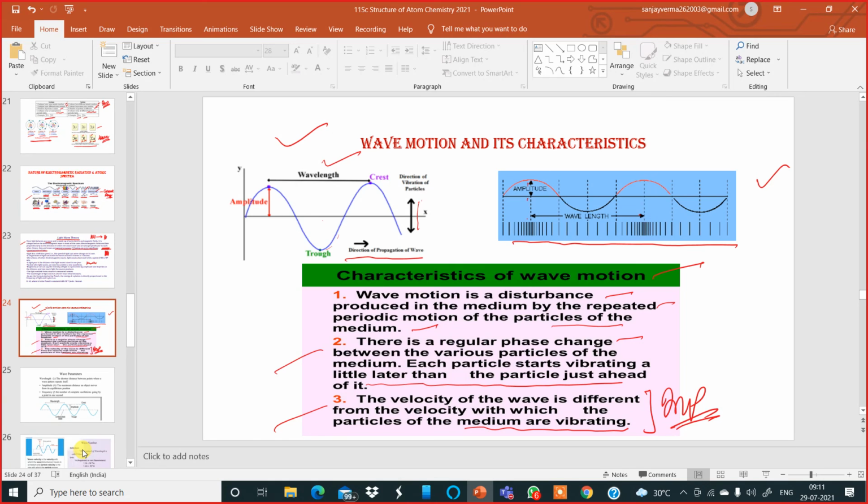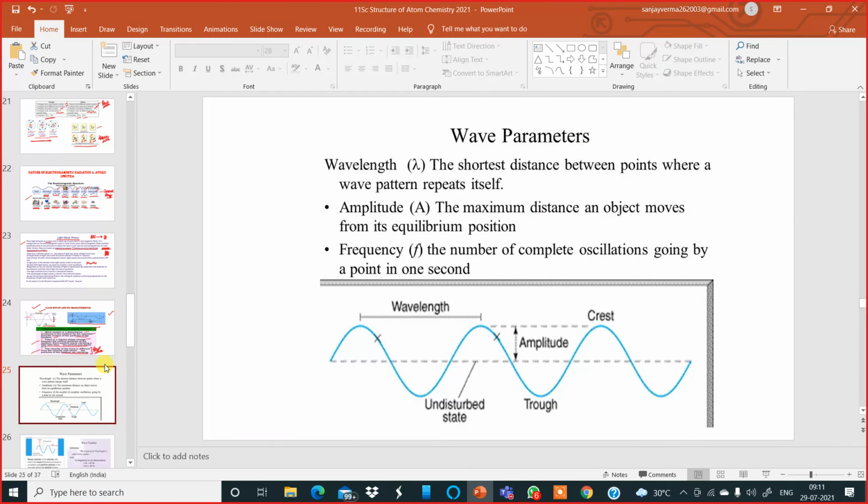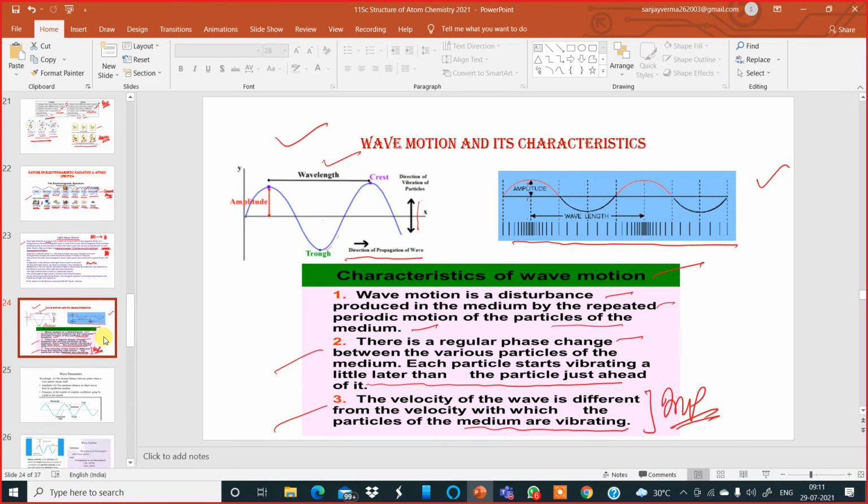So now I would like to stop my class here, because in the next class I'll be explaining in detail the wave motion and its characteristics by talking about the different wave parameters which are in your syllabus.